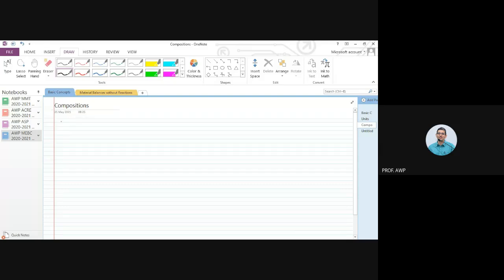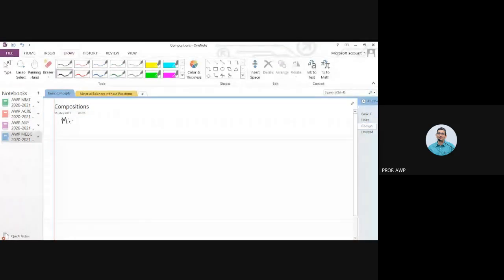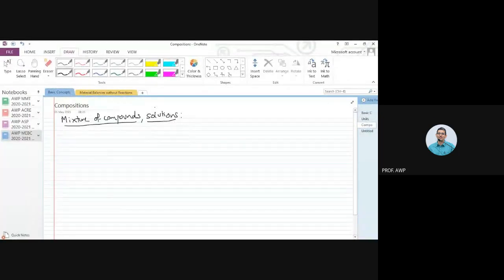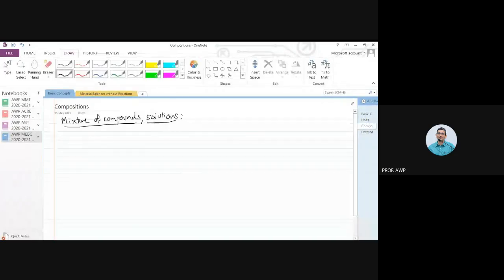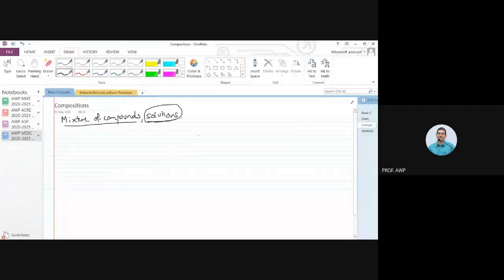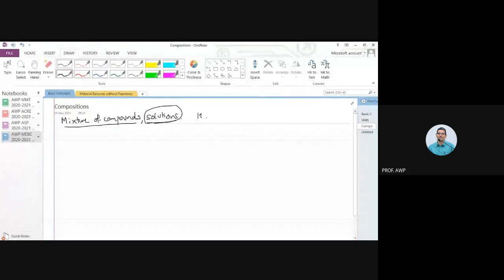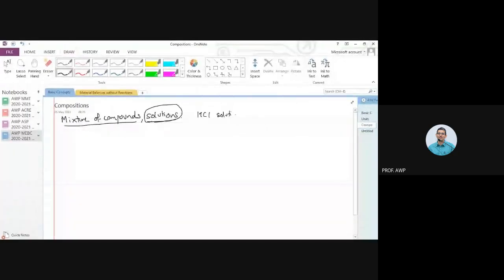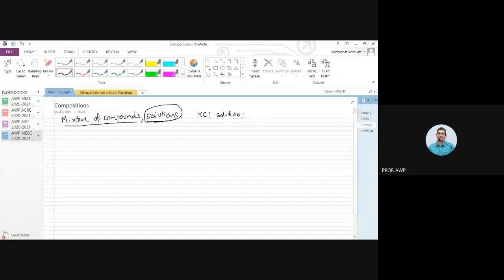So composition. We are talking about, many times we talk about mixture of compounds, or we talk about solutions. So if you are talking about solutions, what are the common ways of writing compositions? For example, we may be talking about HCl solution. How do we represent the composition of that solution? Concentration in terms of molarity.